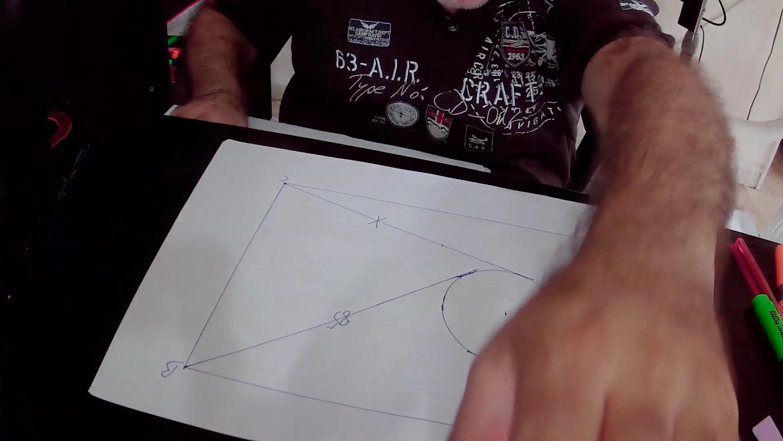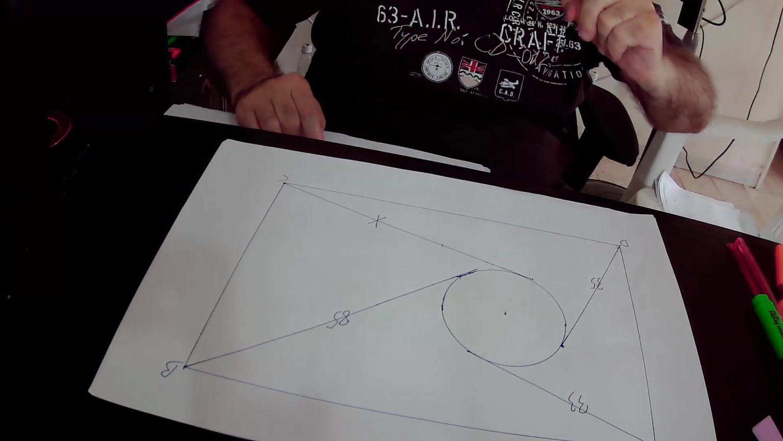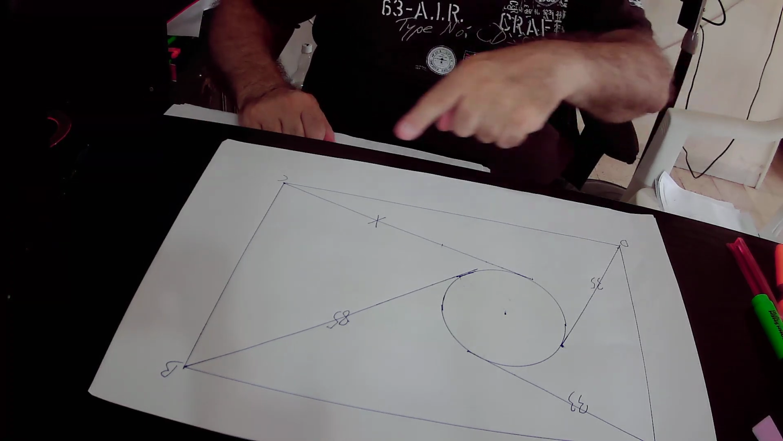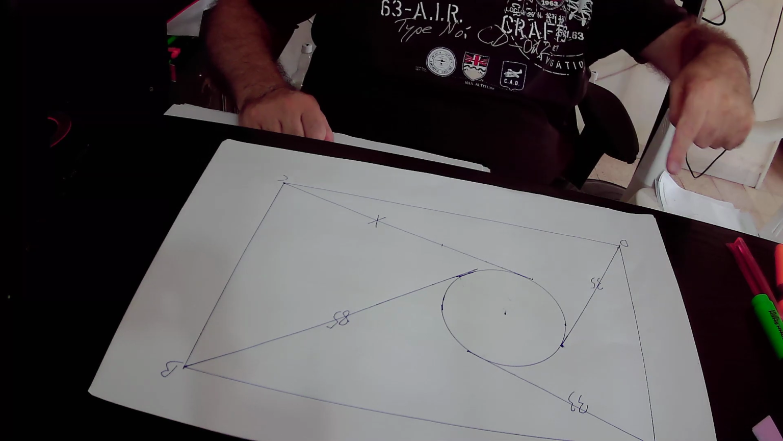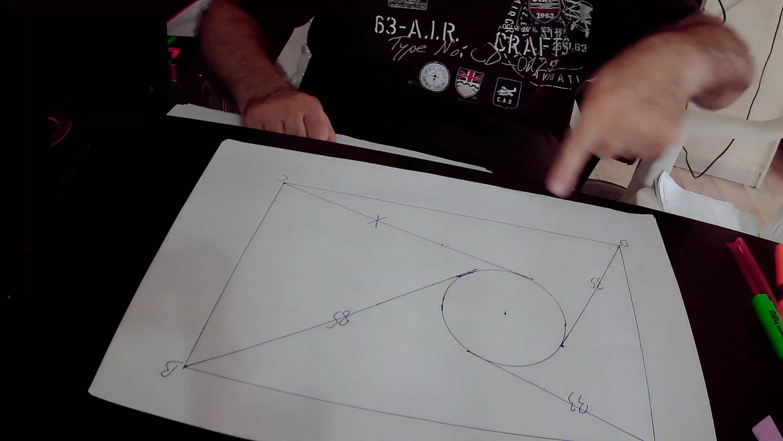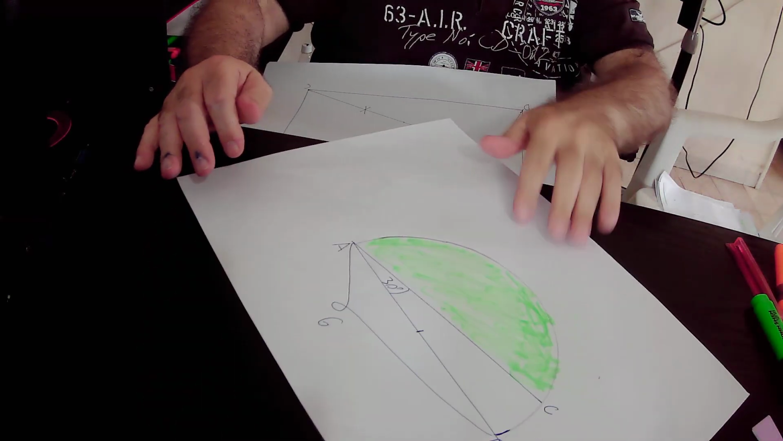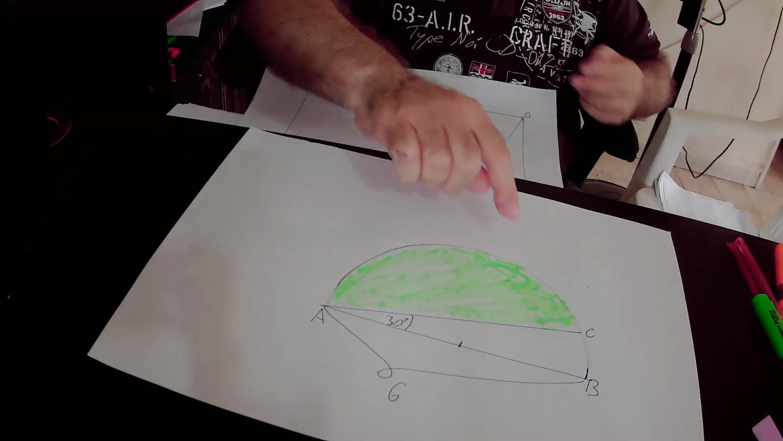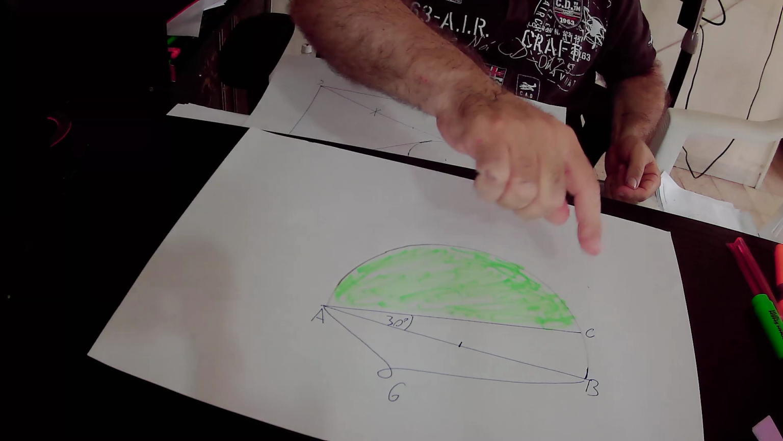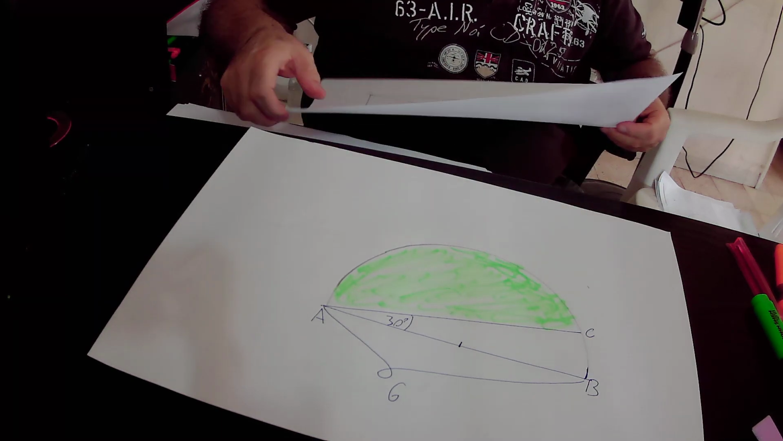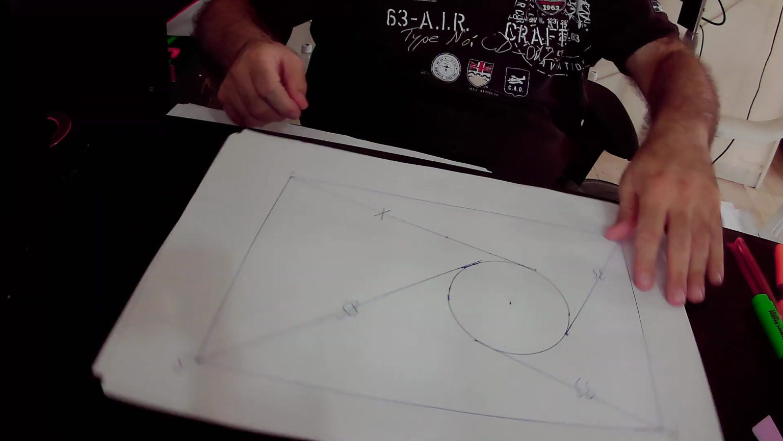And now in this lecture we'll answer two questions. In the first question, we find out the value of line segment X that is inside rectangle ABCD. In the second question, we'll find out the area of the green shape that is inside a semicircle. So we start with the first question.